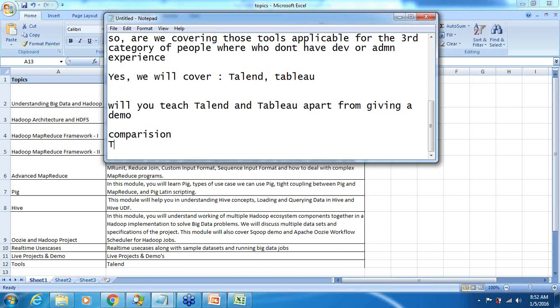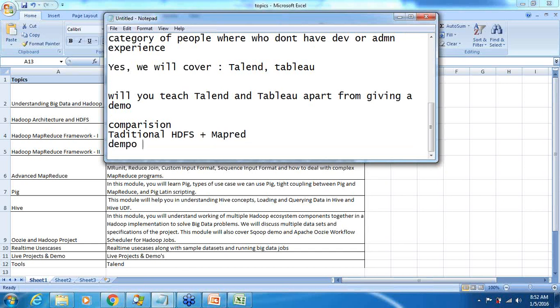and in the traditional approach using HDFS plus a MapReduce program, I would give a demo on a similar concept using Talend. Tableau, if time permits, I would encourage it, but Talend I would definitely promise in terms of delivering it. Even Tableau I need to learn. Sorry to say this, I am not a Tableau expert.